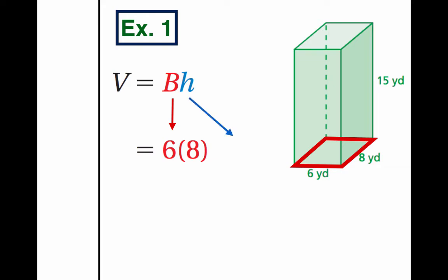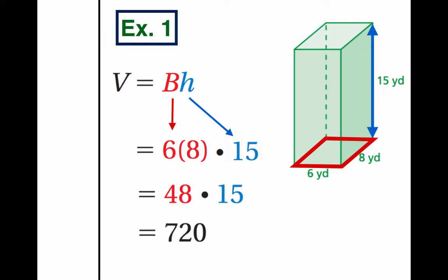Now, what's the height of our prism? How tall is our prism? Well, it's right here. It's 15 yards tall. So we're going to do 6 times 8 times 15. We're going to grab a calculator. We're going to have our answer. 6 times 8 is 48. So we just have to do 48 times 15, which is 720.